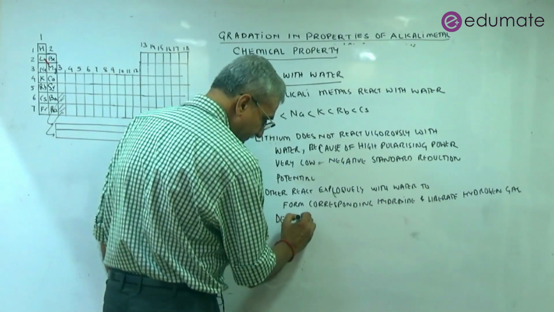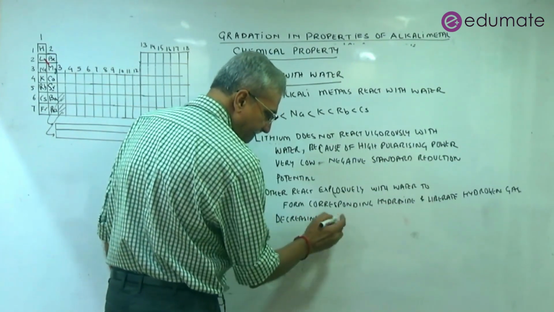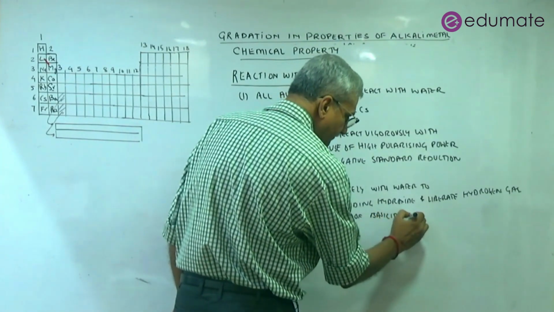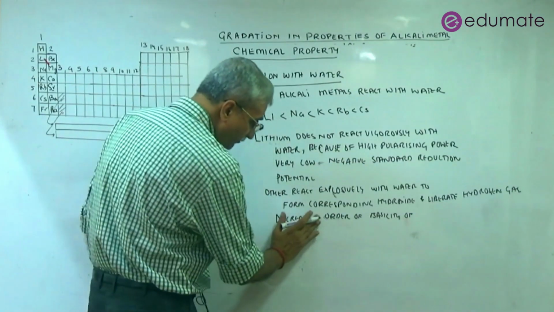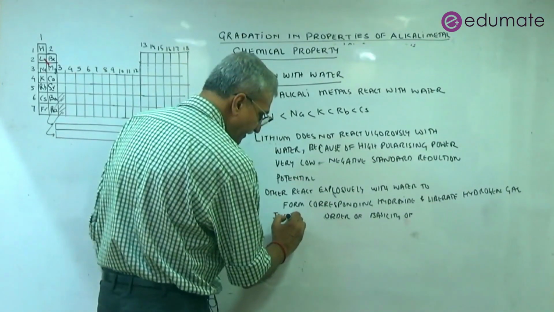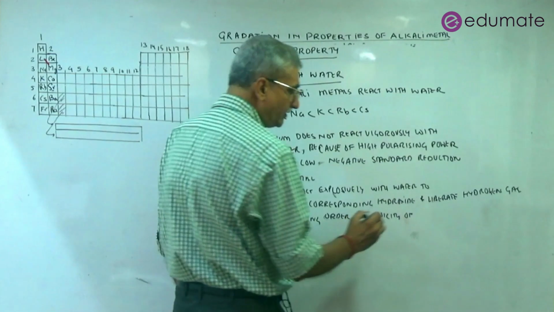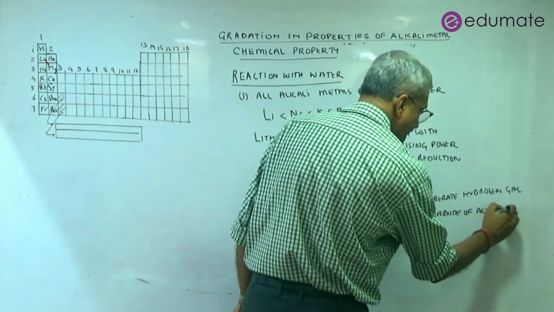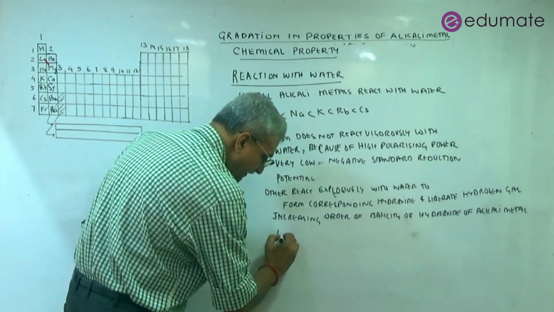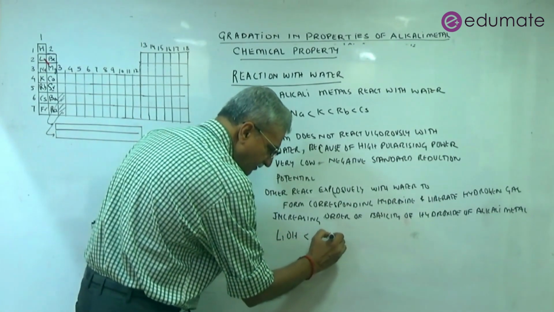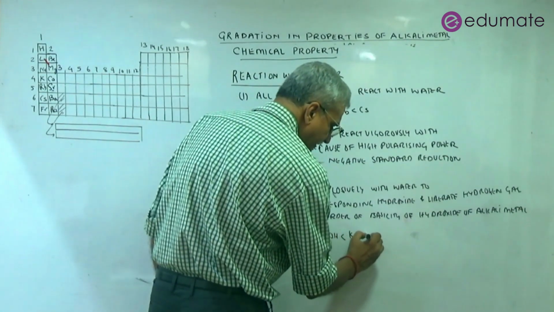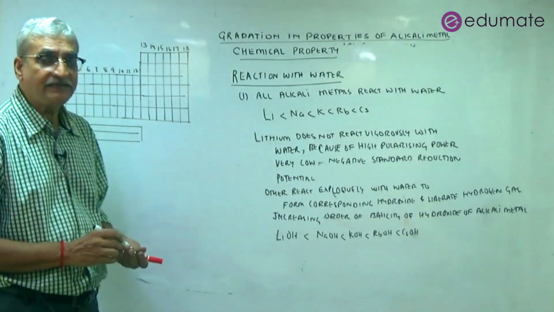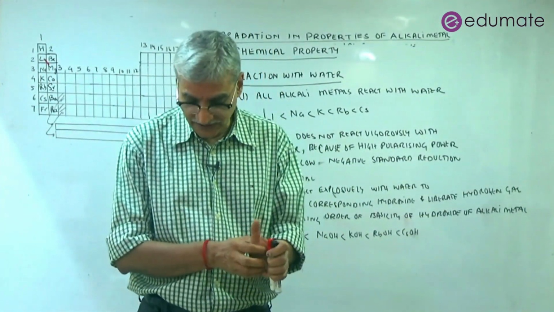So, the decreasing order of basicity of hydroxide is, or I would rather put it like this. Why say decreasing? We'll start increasing because then lithium comes first. So we have increasing order of basicity of hydroxide of alkali metal. Lithium hydroxide less than sodium hydroxide less than potassium hydroxide, rubidium hydroxide less than cesium hydroxide. So basicity of the hydroxide increases as we go down the group.